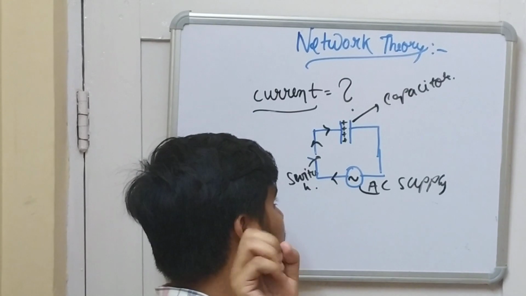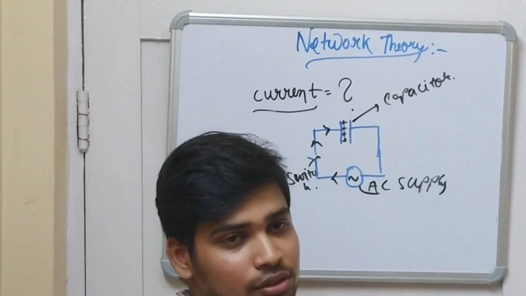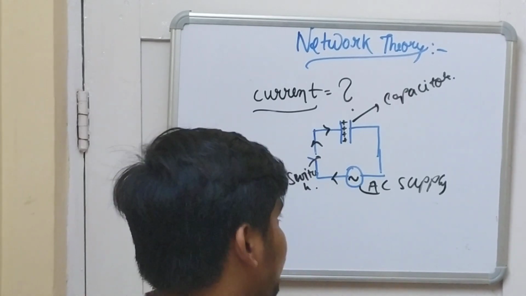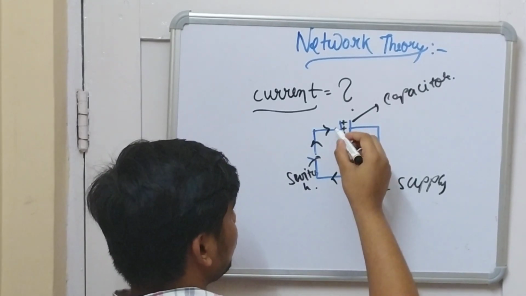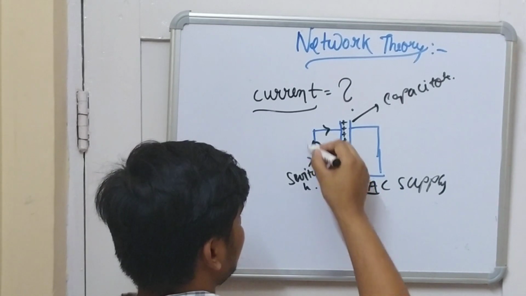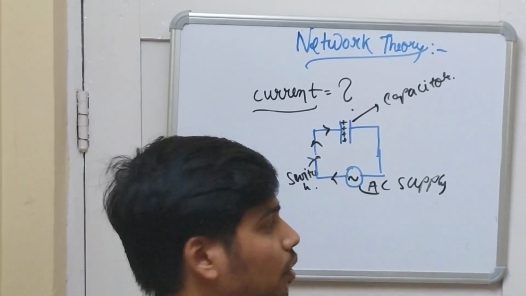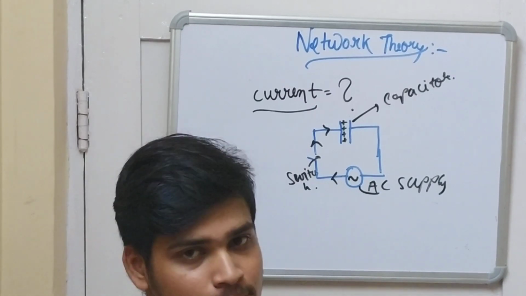Due to this change of charge, the current that will form is known as the displacement current. And the current in this conducting wire will be known as the conduction current. Got it?